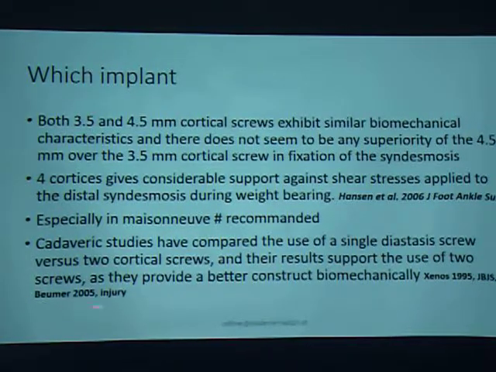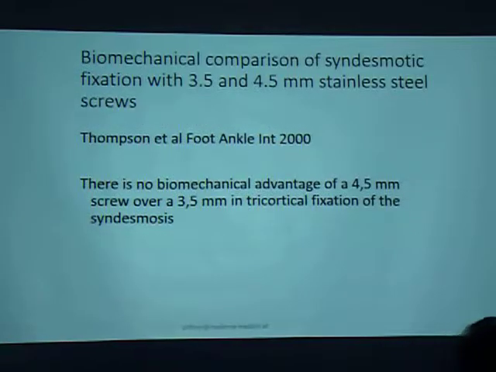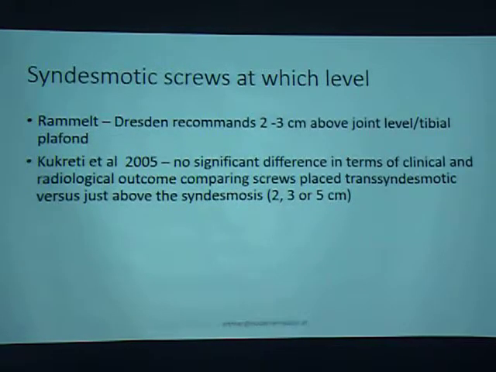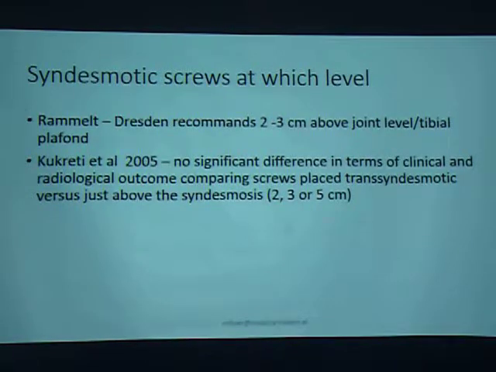But the biomechanical studies show almost the same. There's no clear mechanical advantage of 4.5 to 3.5. At which level? Same question, you have to decide. Camel to breast recommends 2 to 3 centimeters above the joint level. Others said there's no difference to make it 2, 3, or 5. You cannot differentiate. There's no clear mechanical advantage.